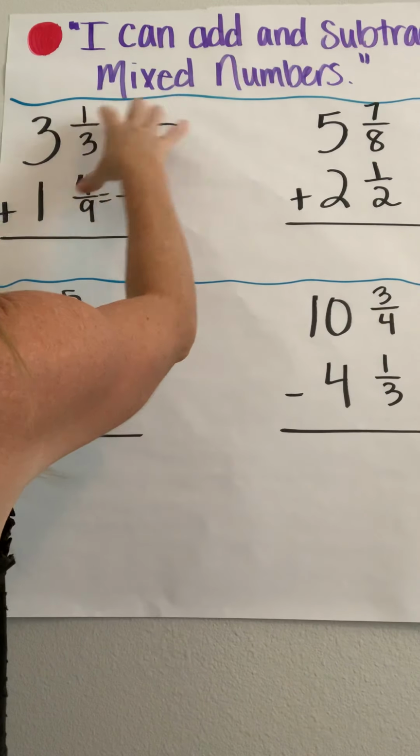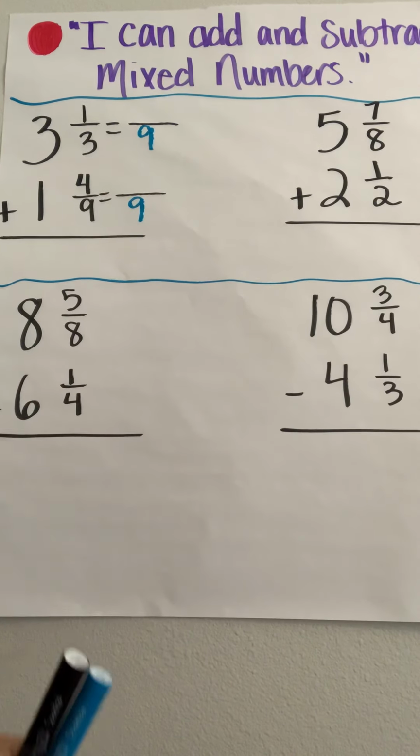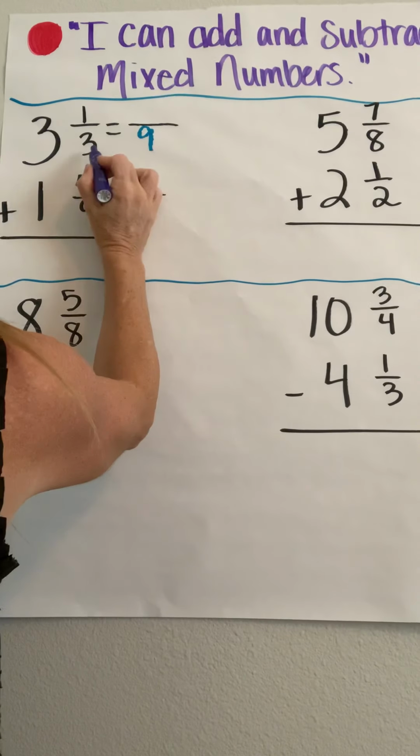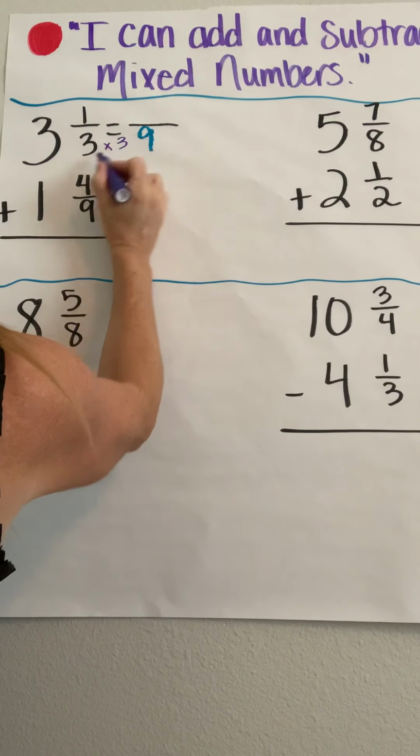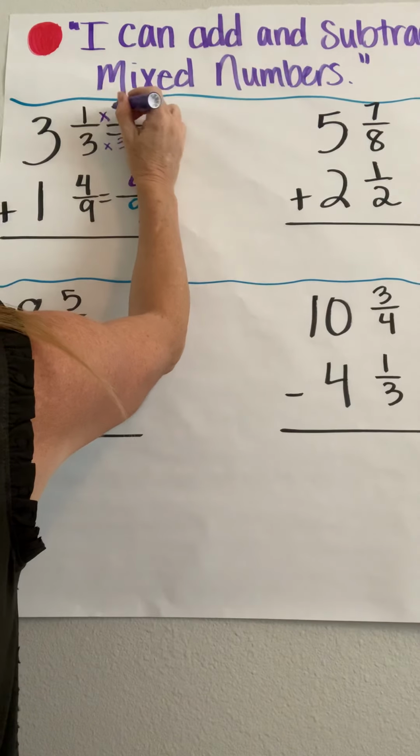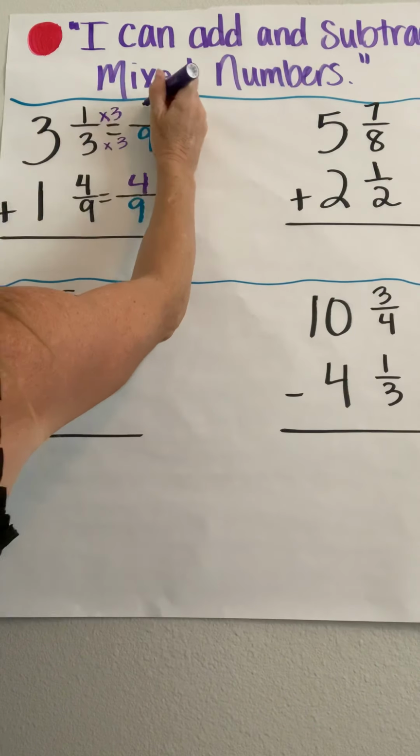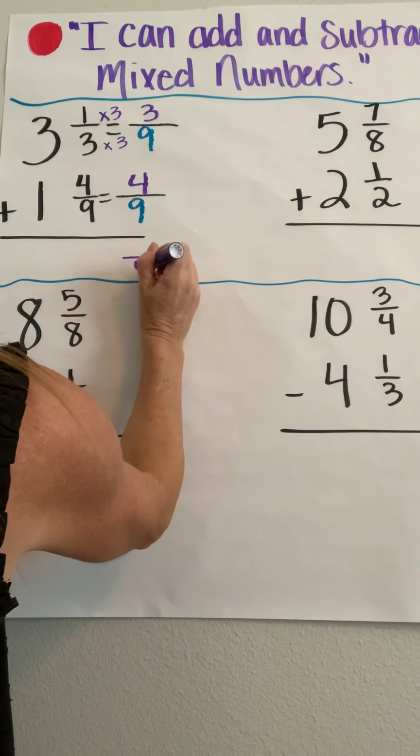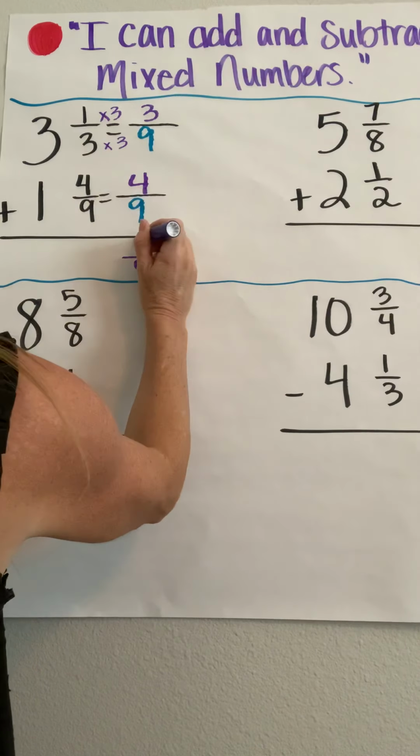All right, now I need to make my like numerators. So I know this has not changed, that's still 4. This would be times 3. 3 times 3 is 9. What I do to the denominator, I do to the numerator. 1 times 3 is 3. I have my denominator stays the same, and 4 plus 3 is 7.